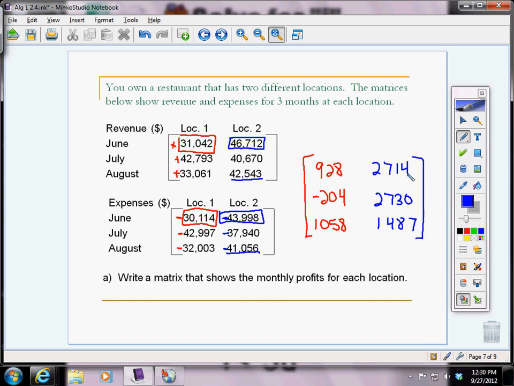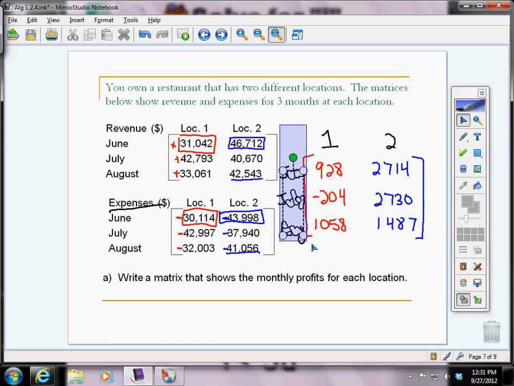Now, there's our matrix. Again, you should say that this is location 1, and this is location 2, and this is June, July, and August. Again, yes, we're combining them, but we have to keep in mind what our matrix represents.